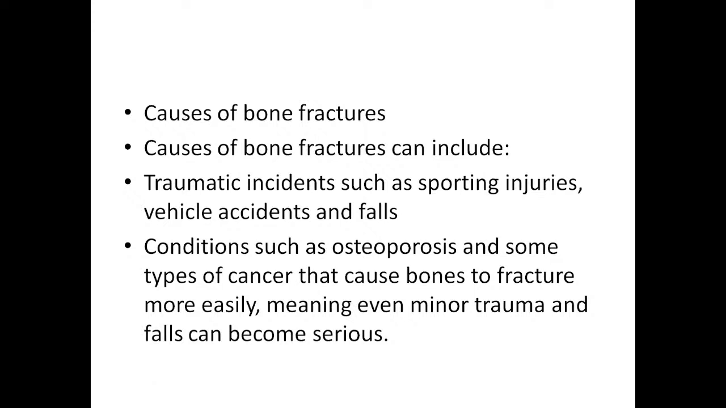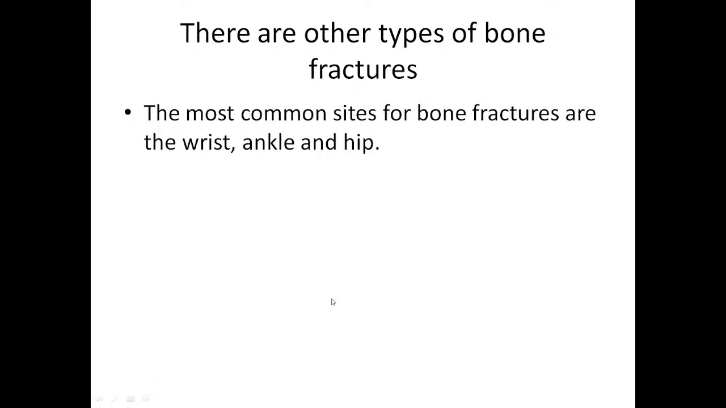Next slide. Causes of bone fractures. Causes of bone fractures can include traumatic incidents such as sporting injuries, vehicle incidents and falls, and conditions such as osteoporosis and some types of cancer that cause bone to fracture more easily, meaning even minor trauma and falls can become serious. Students, mechanical trauma is one type of cause of bone fractures; there is another type. The most common sites of bone fractures are the wrist, ankle and hip.